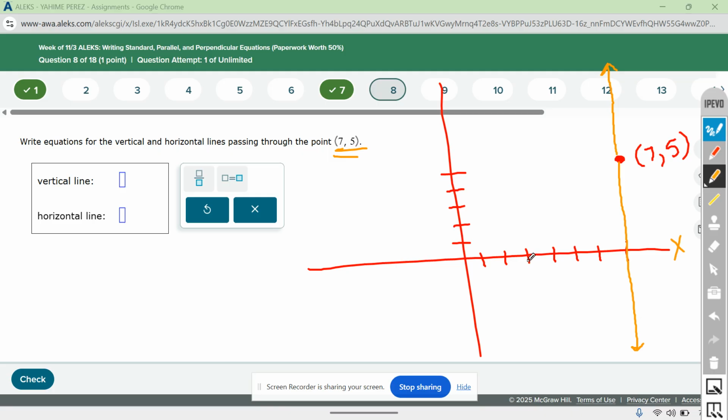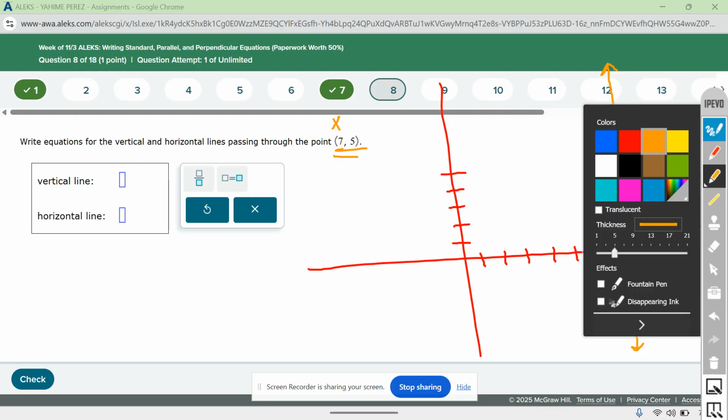Okay, a vertical line. If I put a vertical line through this point, this vertical line goes through the x-axis at 7. So this line, this vertical line, is x equals 7 because it goes through the x-axis at 7. Okay, we didn't actually have to draw this picture because we know that the x value of this point was 7, but just so we can visualize it. So the equation of the vertical line is x equals 7.